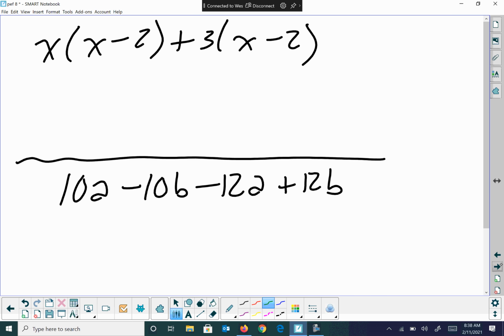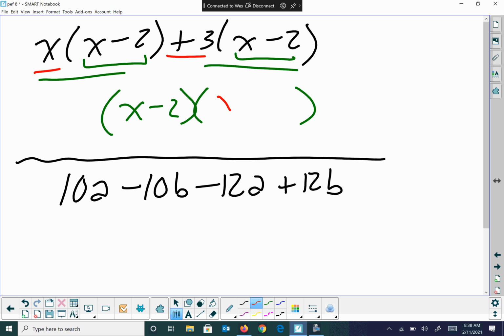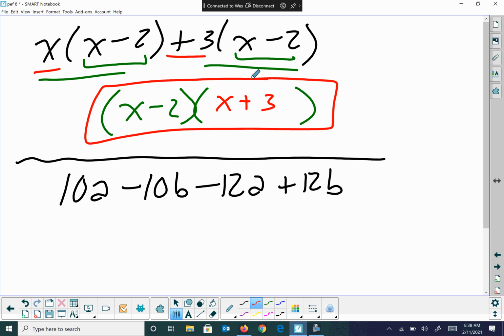Okay, so we're going to do the exact same thing we did before. I have two terms. Agree? This and this are the same, so I'm going to bring that out front. x minus 2 comes out front. What do I have left? I have an x and I have a plus 3. So I just put that in the other set of parentheses. And here's my answer. That's it.